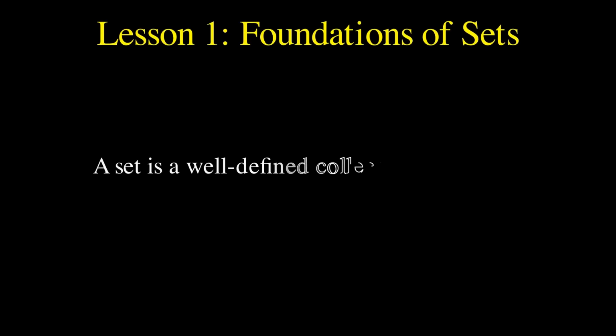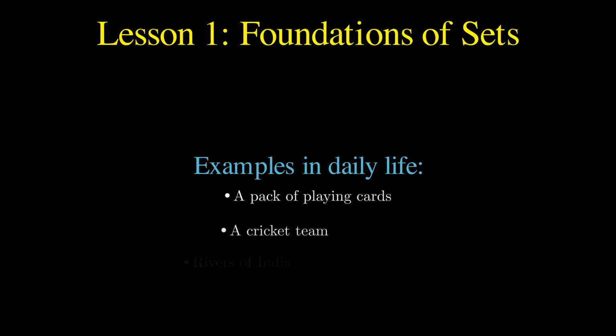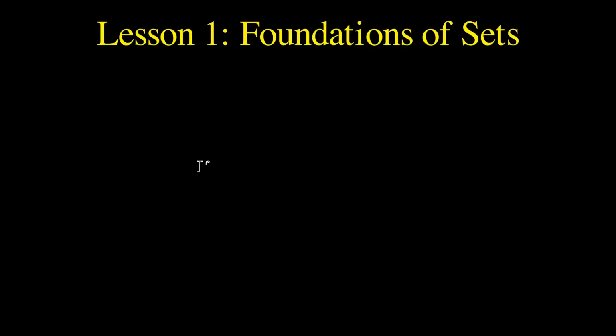A set is simply a well-defined collection of objects. That means you clearly know which objects belong in the set and which don't. Let's look at some familiar examples. A pack of playing cards, a cricket team, the rivers of India, and even the vowels A, E, I, O, U. All of these can be thought of as sets.